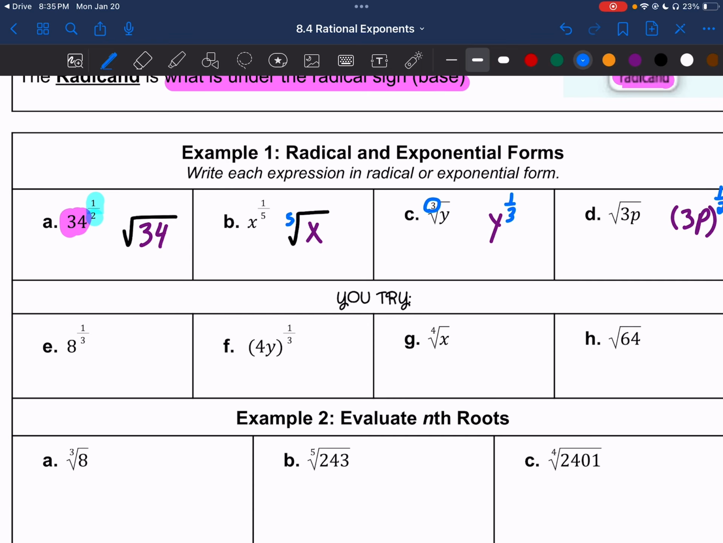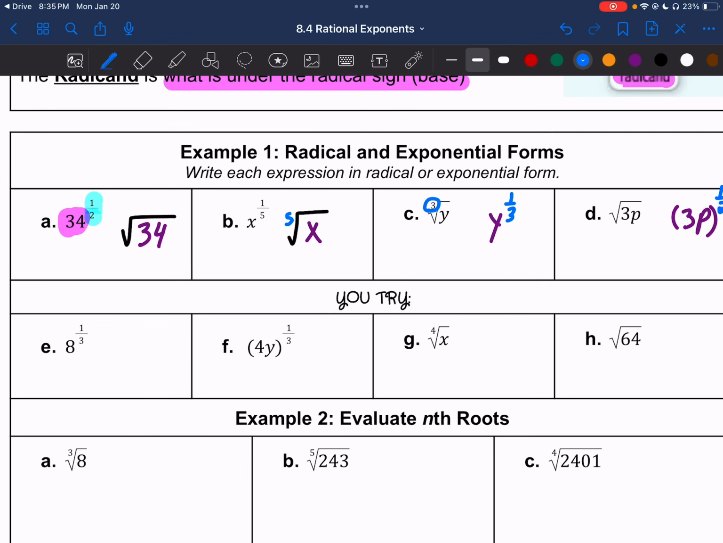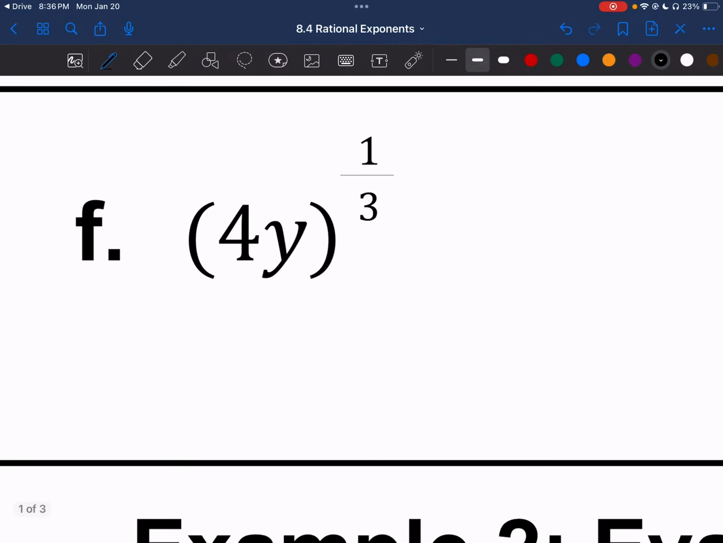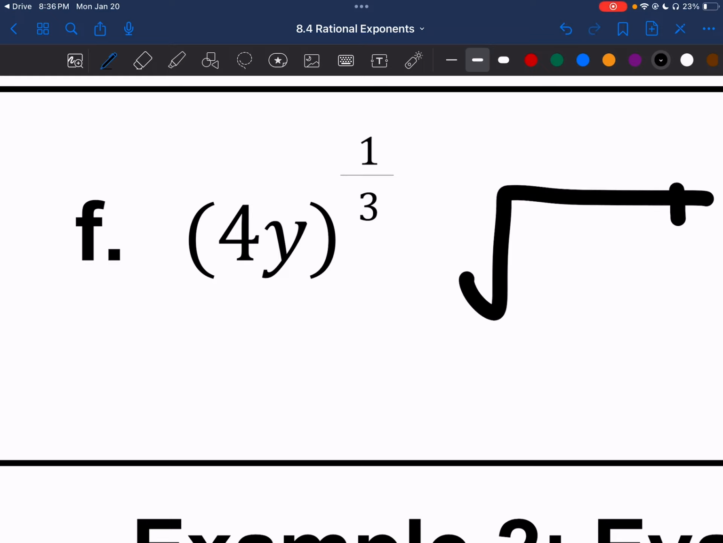All right, there are 4 you-try problems that I would like you to do on your own. All right, letter E. We have our radical symbol. It is the 1/3 power, so that's the 3rd root of 8. Letter F, we have something that's in parentheses. That is our base. So we have 4y. Actually, we don't need the parentheses because we're putting this inside of a radical. So we have our radical. We put 4y on the inside, and it is to the 1/3 power, so it's the 3rd root of 4y.